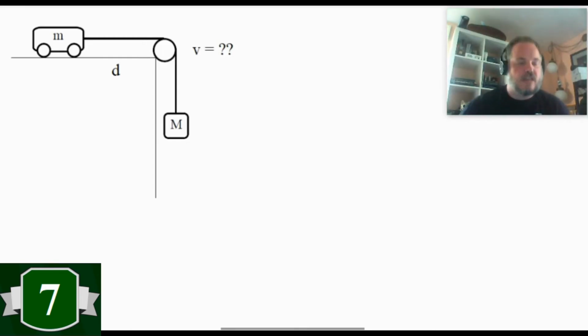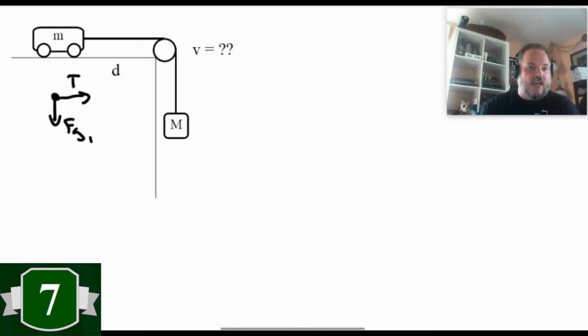Okay, so this next one is similar to Atwood's machine. We have a table with a pulley on it, and we have a cart and a mass. This cart is going to be accelerated when we let go. It's going to move a distance d and then hit the pulley. The question is, how fast is it going when it hits the pulley? No surprise here, we're going to start with a free body diagram. We have tension pulling this way, gravity pulling this way, and the normal force pulling this way.